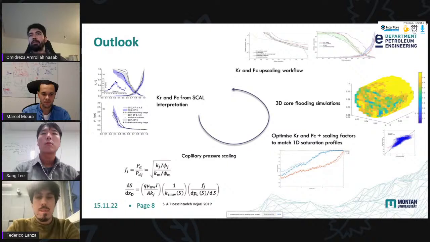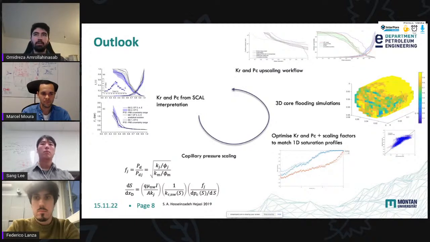So here we can also, because the simulation time is still in a reasonable time, do a bit of optimization with genetic algorithms and things like this to see if you need to shift your KR and PC graphs. And then you can try to see how this looks for the 3D core flooding simulations. And this can translate to the same case that you have for a full field, where you move on from simple assumptions to the 3D flow, which you should have in a full field case.